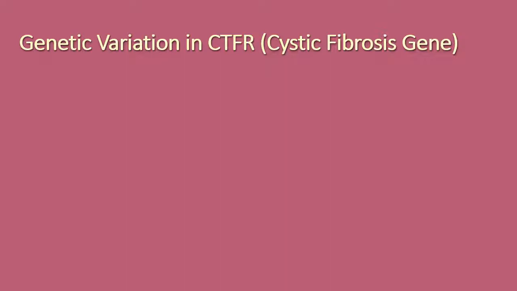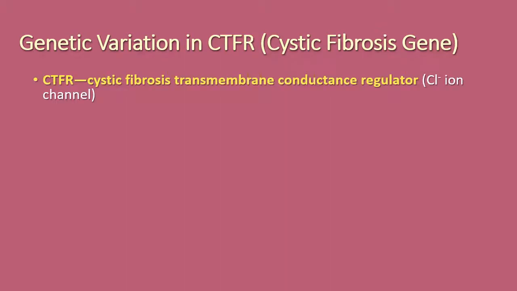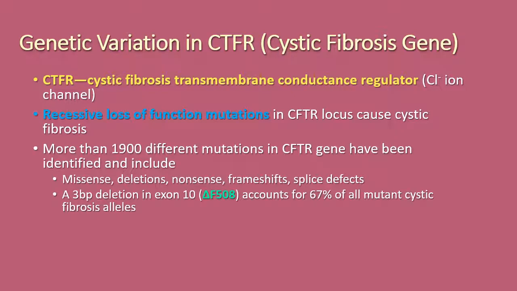Another good example is cystic fibrosis in humans. Cystic fibrosis is caused by mutations in the cystic fibrosis transmembrane conductance regulator, a transmembrane protein that serves as a chloride ion channel. If the protein is non-functional and the chloride ions aren't moved in and out of the cell the way they're supposed to, it leads to cystic fibrosis. This is a recessive loss of function mutation, and of course, you have to have 2 alleles with these mutations in order to have the disease.